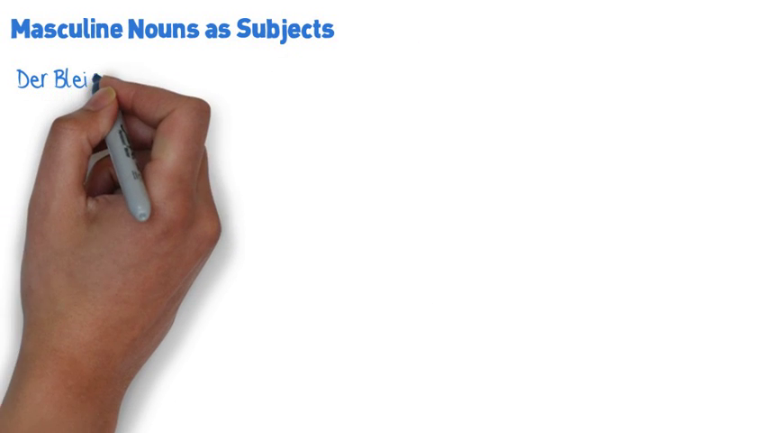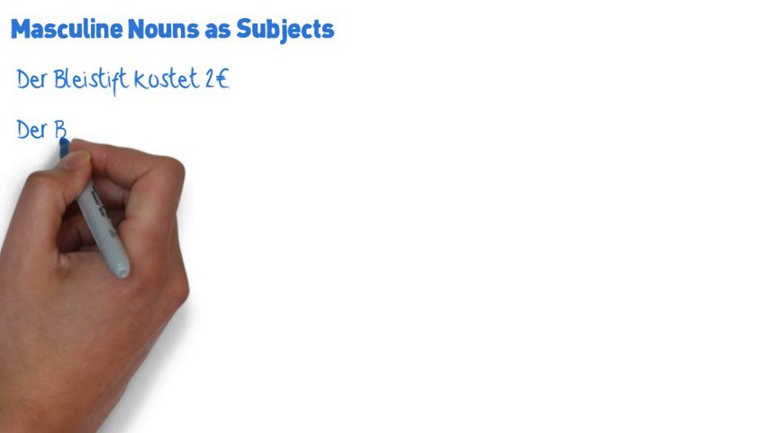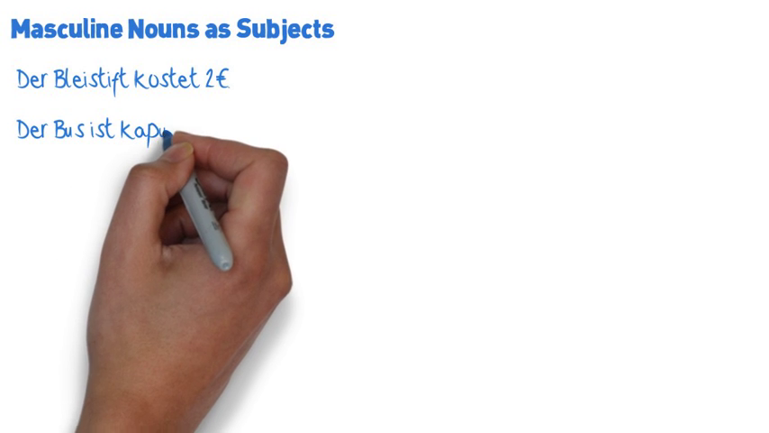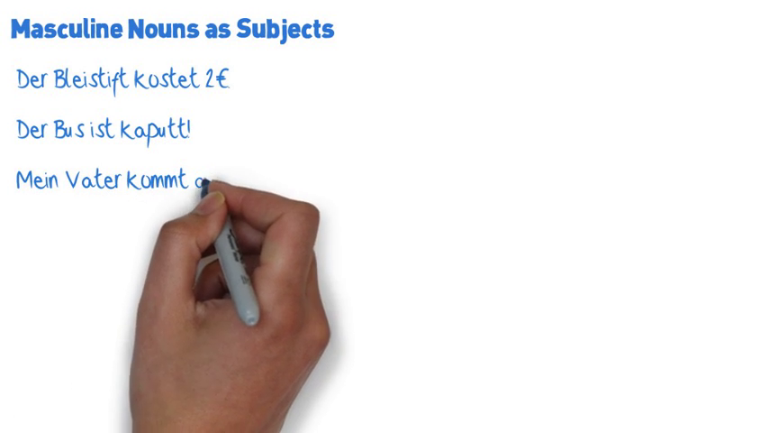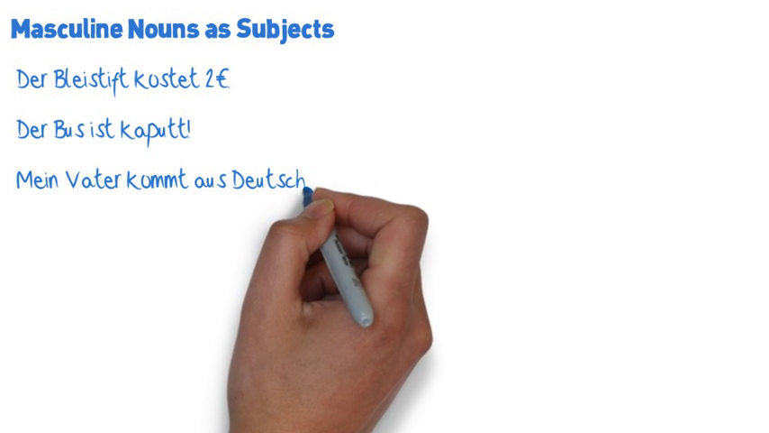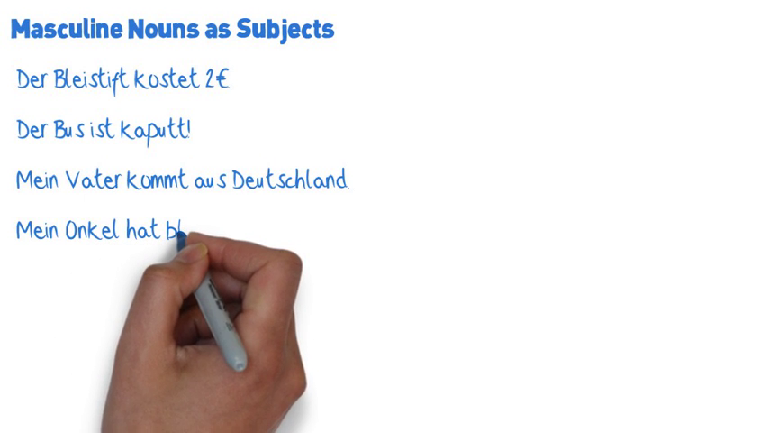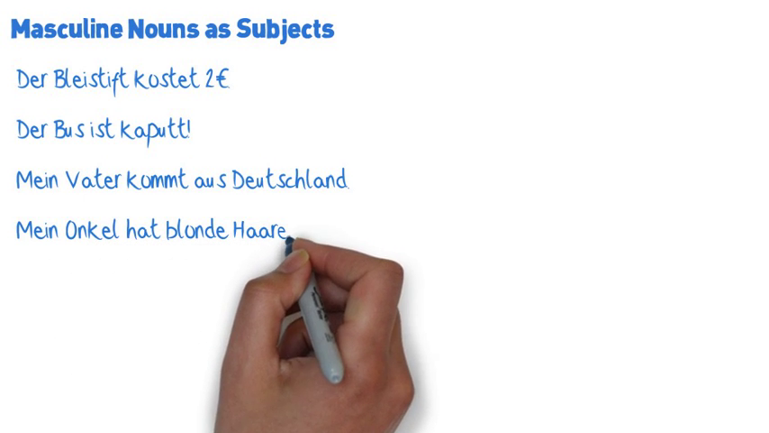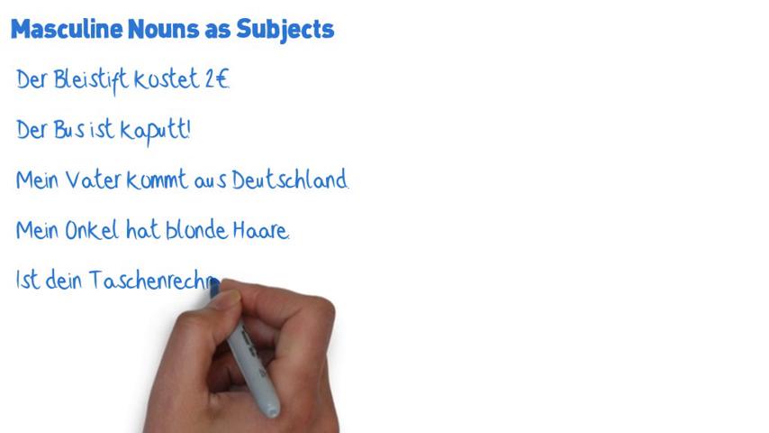First, we'll look at them as subjects. In each of these sentences, because the masculine noun is the subject, it's doing the verbing, you'll notice that we are using der when we mean "the," and ein when we mean "a." Similarly, when we use a possessive form like mein or dein, that's based on the form of ein that we're using.